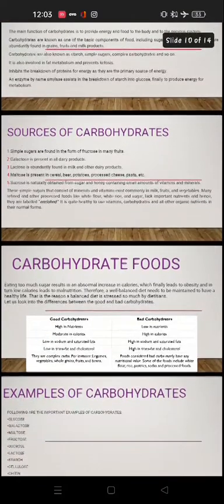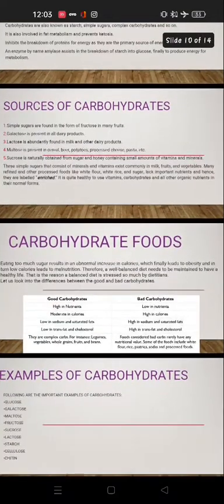Now we come to the sources of carbohydrates. Simple sugars are found in many fruits. Lactose is present in all dairy products, found in milk and other dairy products. Maltose is present in beer, potatoes, processed cheese, pasta, etc. Sucrose is naturally obtained from sugar and honey, containing small amounts of vitamins and minerals.